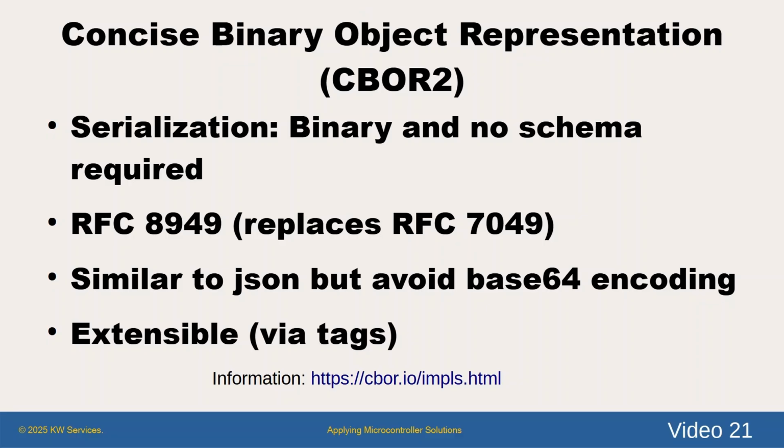CBOR is an acronym for Concise Binary Object Representation. It was originally published in 2013 as RFC 7049, and a new edition became available in 2020 as RFC 8949. It was developed to provide a compact binary message that can be decoded without a schema similar to JSON, but avoid JSON's need for base 64 encoding for keys, graphics, and sensors. And the data format is extensible. For more information, see their website, which is included below and in my acknowledgments at the end.